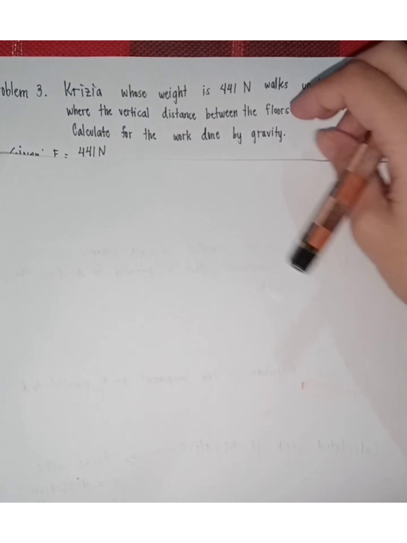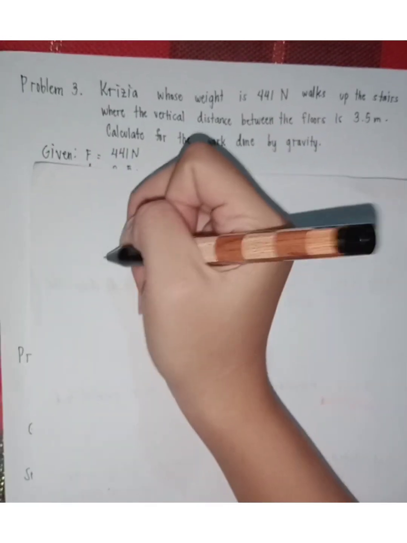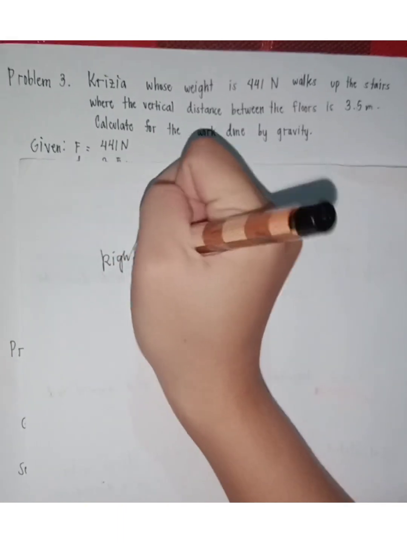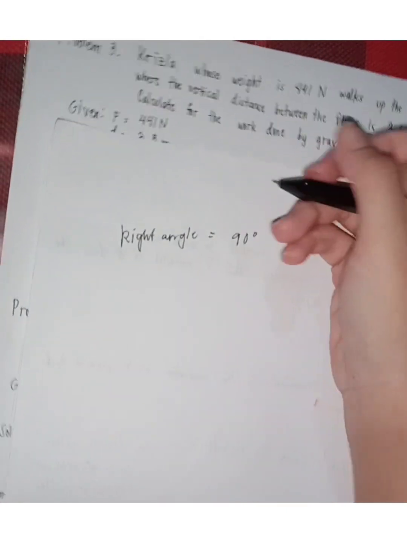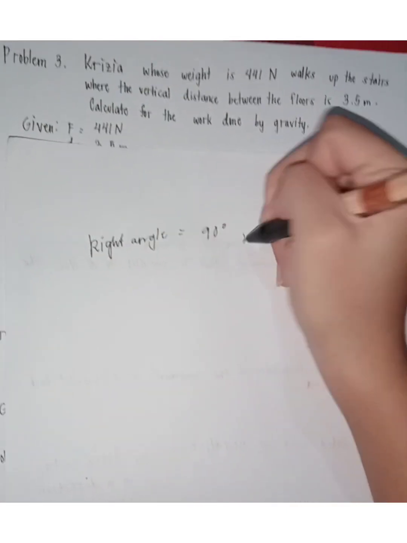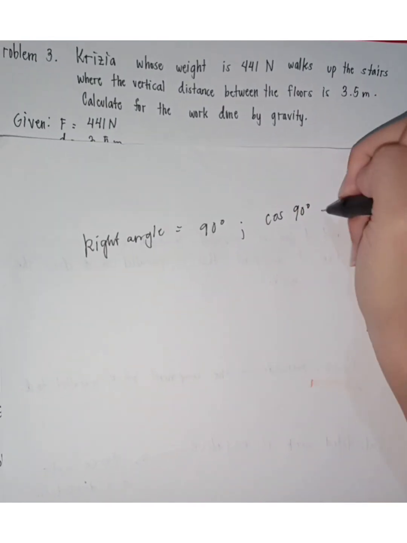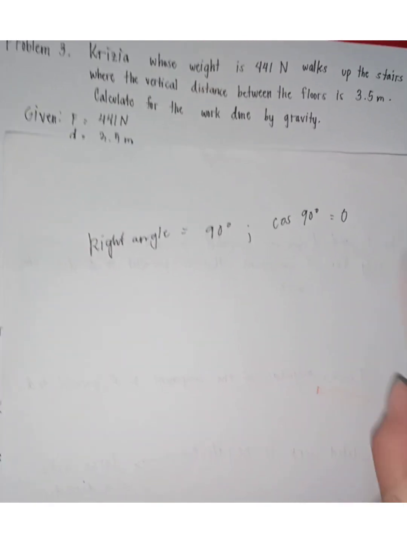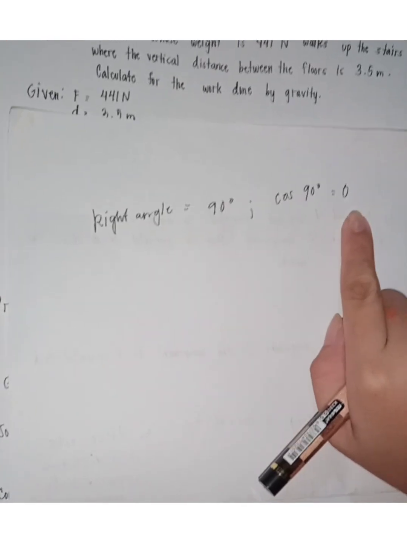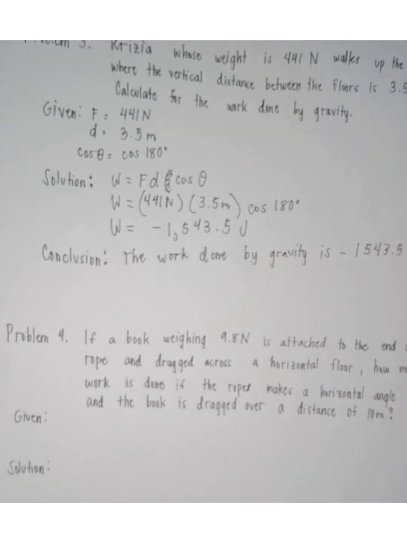On the other hand, if the force exerted is at a right angle to the displacement, no work is done. A right angle is equal to 90 degrees, and cosine 90 degrees is equal to 0. If we compute it in a calculator, cosine 90 degrees will be 0. So no work is done. So let's move on to problem 4.